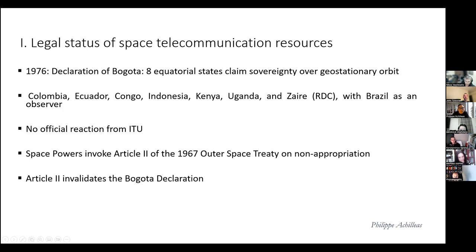So even though there is no official solution to the debate, we consider that because the geostationary satellite orbit is located in outer space, and despite the absence of a definition of outer space, no state can claim sovereignty over part of the geostationary orbit.